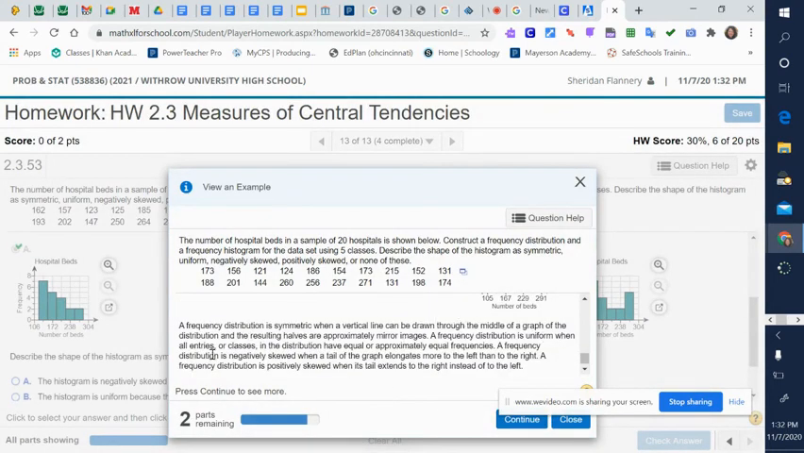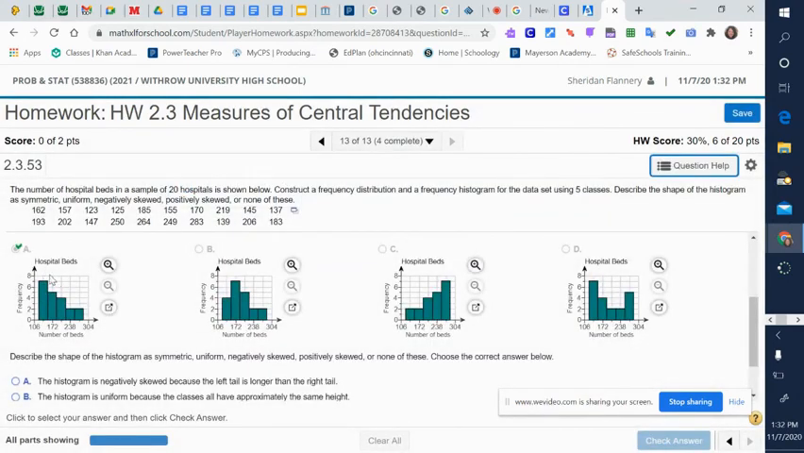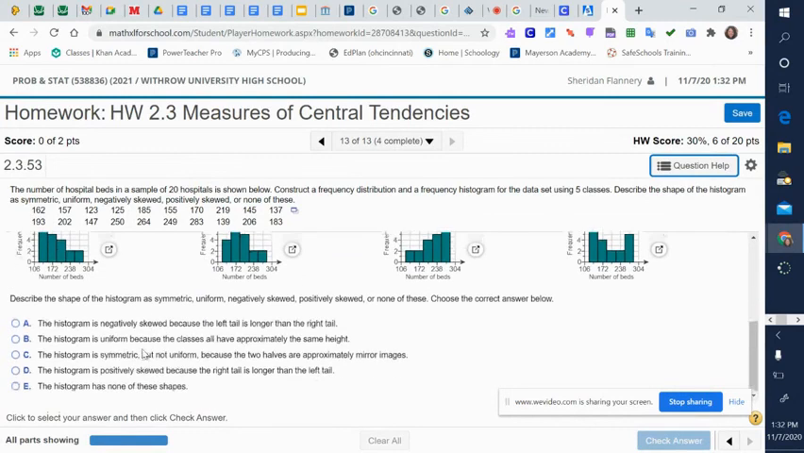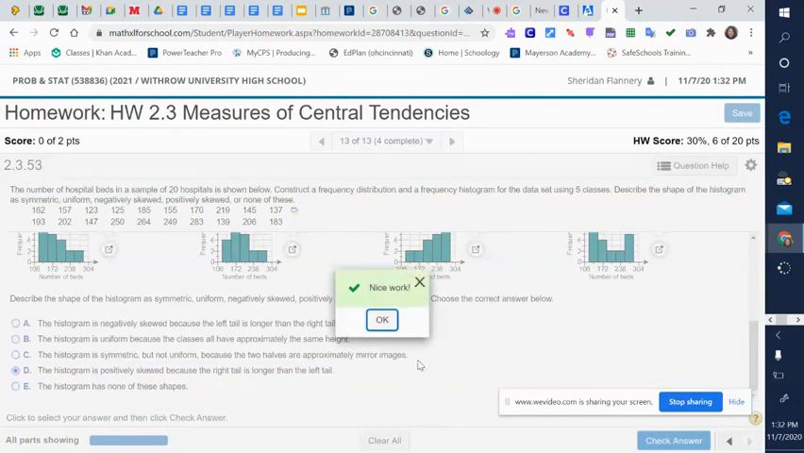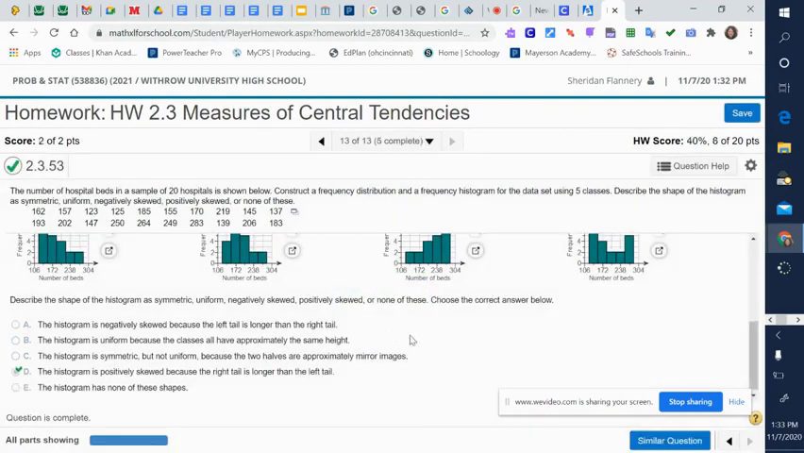Let's see. A frequency distribution is negatively skewed when the tail is more to the left. It's positively skewed when the tail goes to the right. Okay, so this tail goes to the right. So let's see if it's positively skewed, right? Ta-da! So right skewed is positive, left skewed is negative. And those are the ones that I wanted to do as an example with you guys.